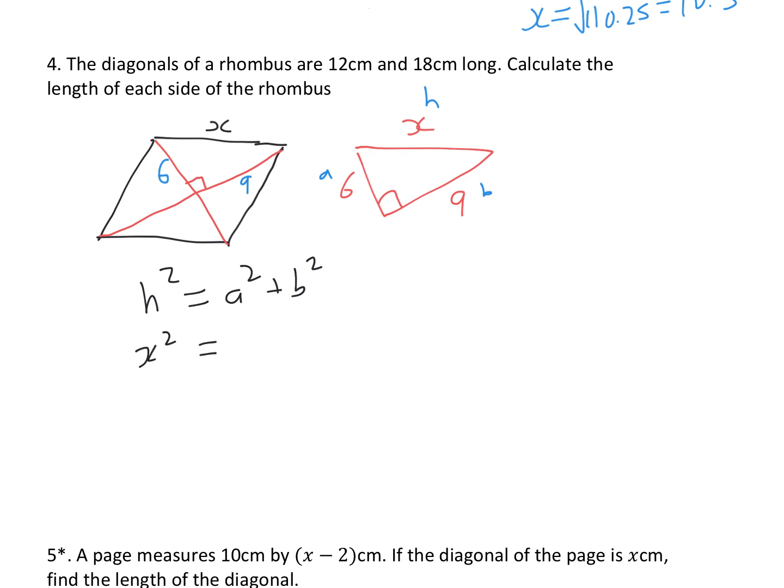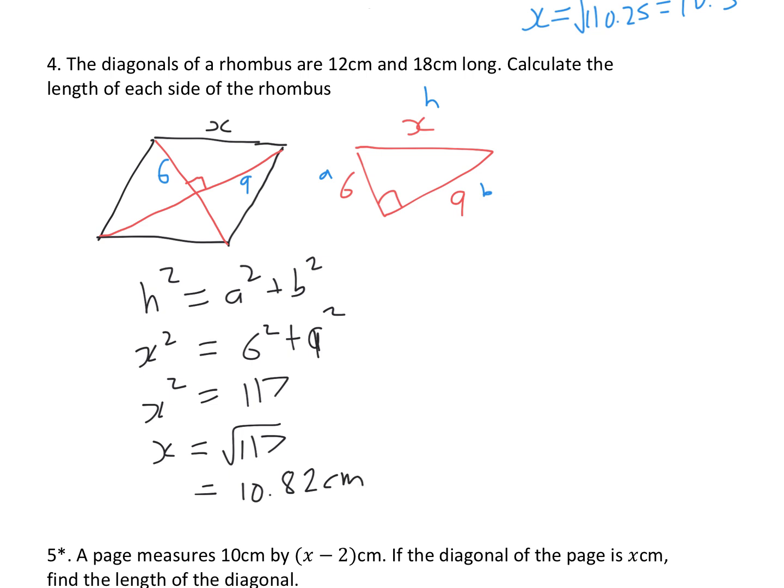X squared equals 6 squared plus 9 squared. X squared equals 117. So x is the square root of 117. And to 2dp, that is 10.82 centimeters.